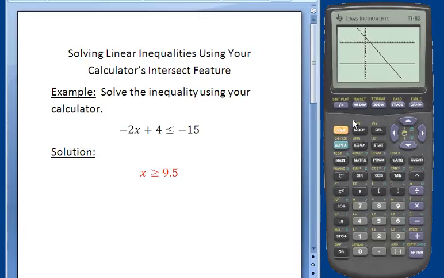Okay, so that's how we use intersect to solve inequalities. Intersect itself is not difficult. We've done that before. The toughest part really is deciding, do you want greater than or less than for the inequality? So just keep thinking about, do I want values to the left or to the right of this intersection point? If you have further questions, please contact me.